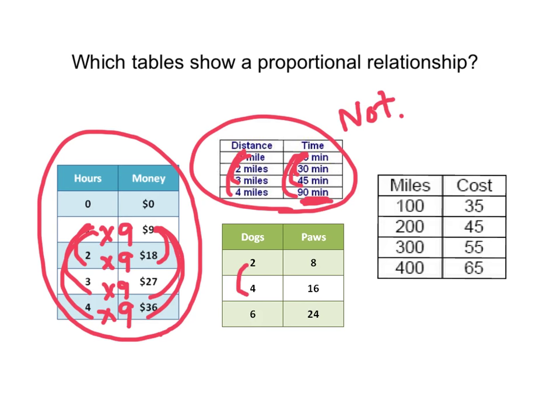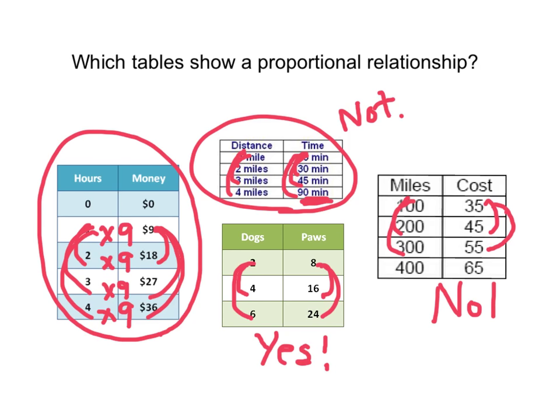Here I go 2 times 2 is 4, 8 times 2 is 16, 2 times 3 is 6, 8 times 3 is 24, so we would say yes. This last table, 100 times 2 is 200. 35 times 2 would be 70, not 45. 100 times 3 is 300. 35 times 3 would be 105. So this is also not going to be proportional. Okay, so the first one was yes, then no, yes, no.